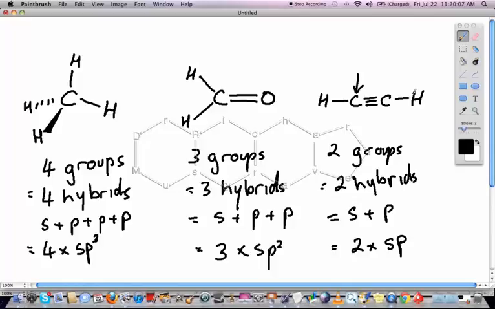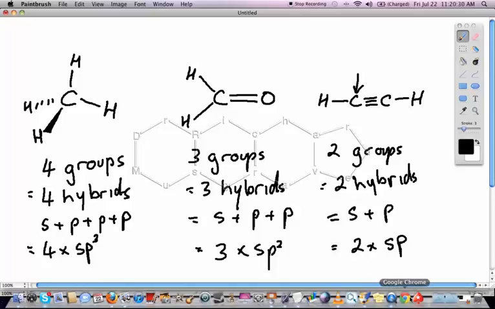Let's say we're looking at this compound now. This is called acetylene, and we're looking at this particular carbon atom. It has 2 groups connected to it. That means we need 2 hybrid orbitals. To get 2 hybrid orbitals, we need to use 2 orbitals. We'll use an s and a p, which will give us 2 sp hybrids. So the hybridization of acetylene is going to be sp.